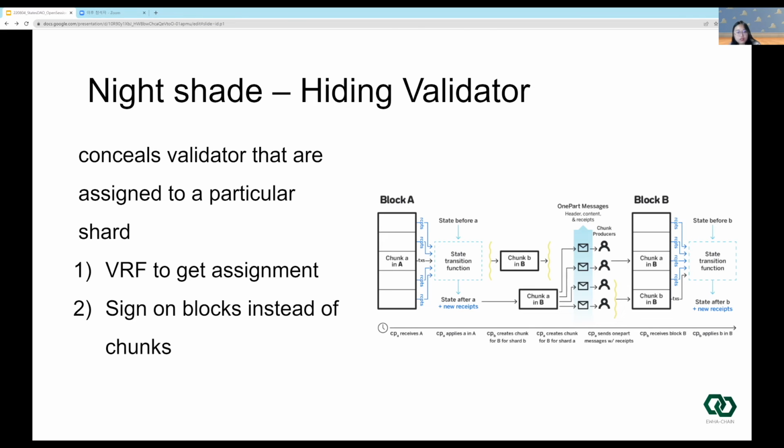Second, sign on blocks instead of chunks. Since the shard assignment is concealed, the validator cannot sign on chunks. Instead, it always signs on the entire block, thus not revealing what shards it validates. Specifically, when the validator receives the block and validates all the chunks, it either creates a message that attests that all the chunks in all the shards the validator is assigned to are valid, or a message that contains a proof of an invalid state transition if any chunk is invalid.